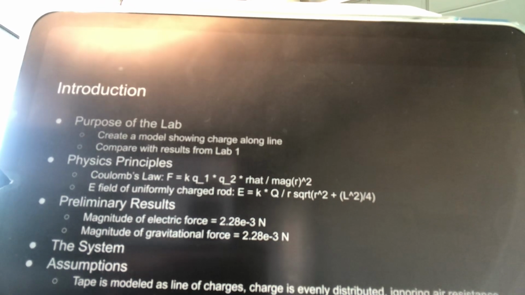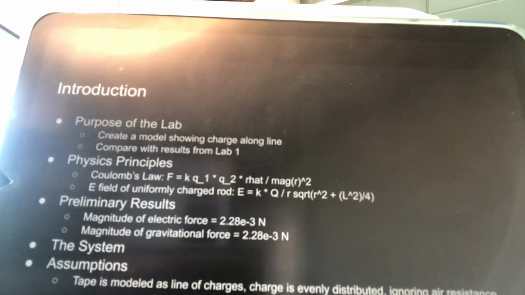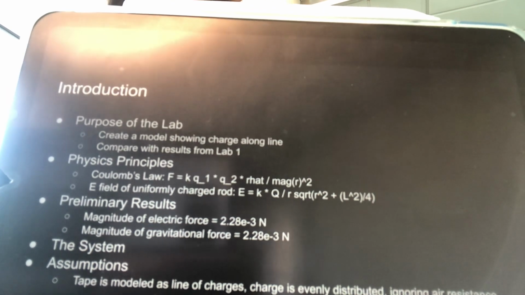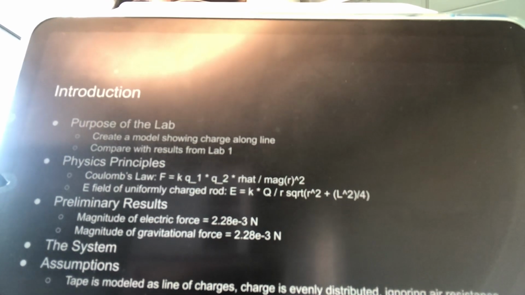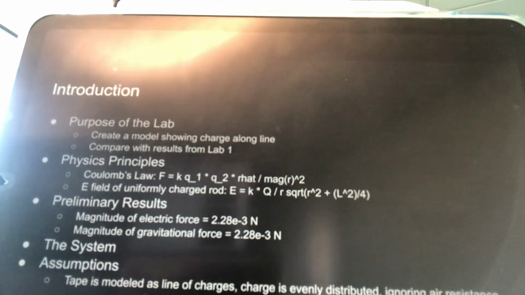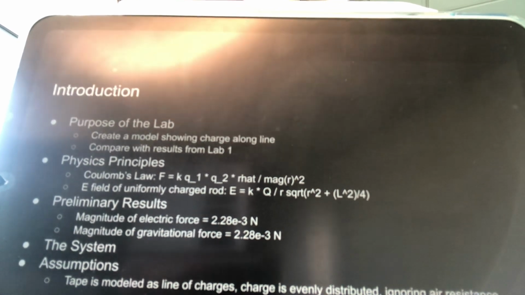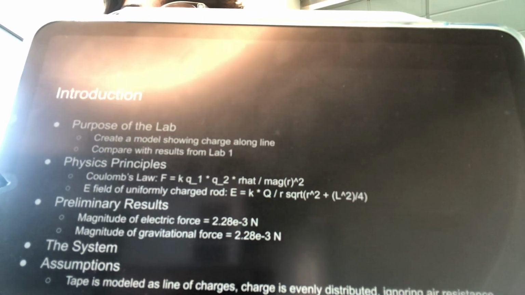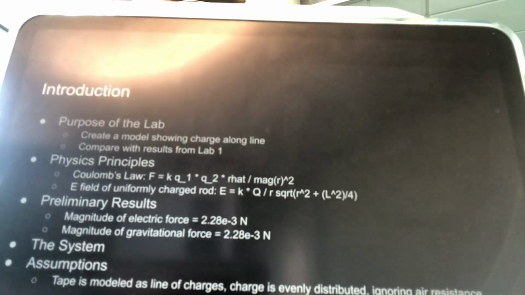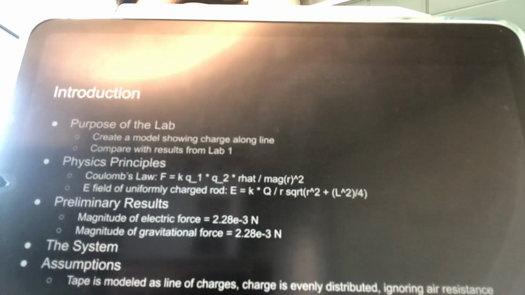The physics principles used were Coulomb's law, which states that the force between two charges is equivalent to 1 over 4 pi epsilon times both of those charges divided by the distance squared. And we also use the E field of a uniformly charged rod.